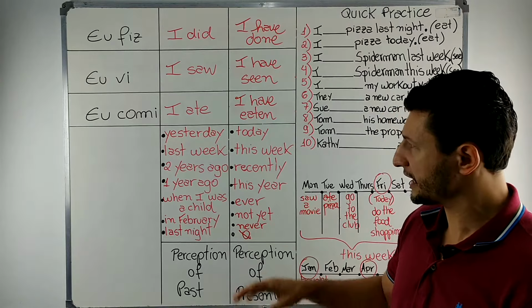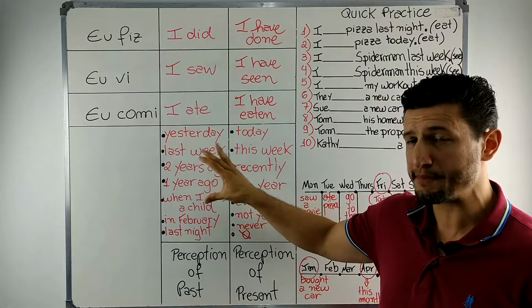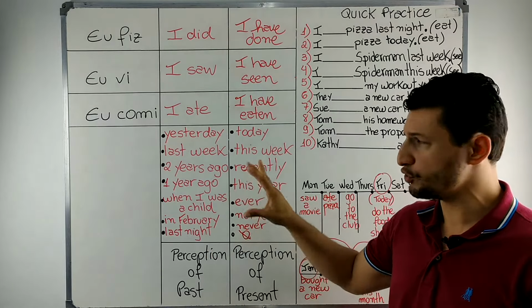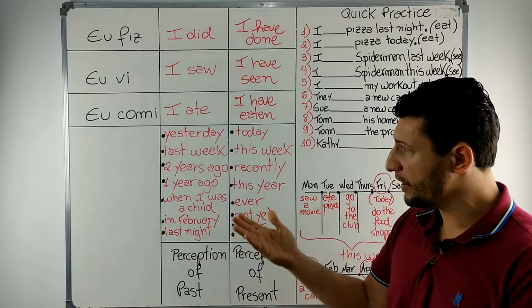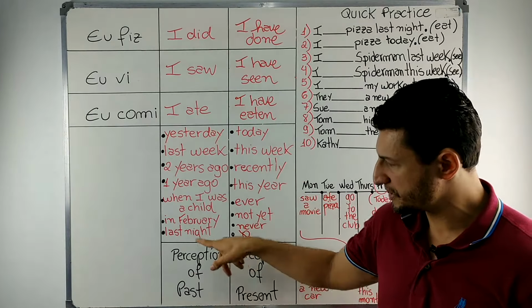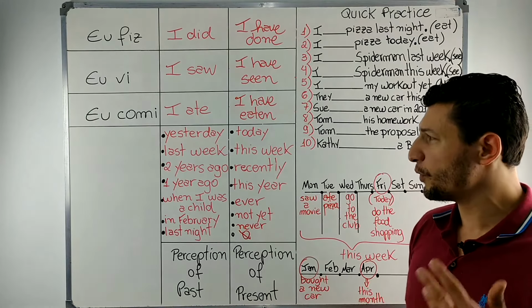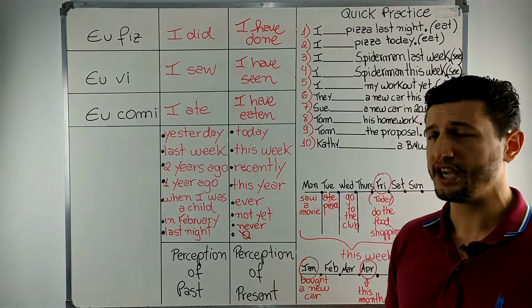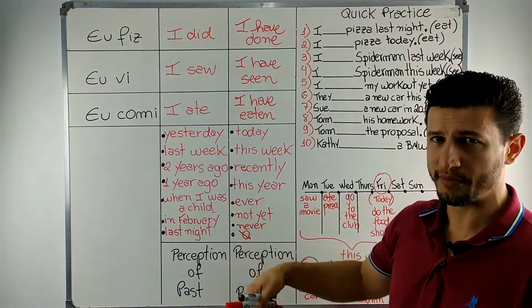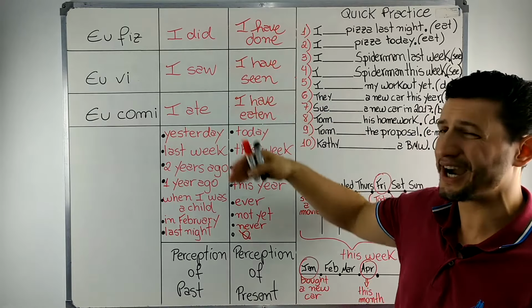My answer would be like, well, whenever you use words that give people a perception of past, like yesterday, last week, 2 years ago, 1 year ago, when I was a child, in February, last night, then you use this form to say, eu fiz, eu vi, eu comi: I did, I saw, I ate.